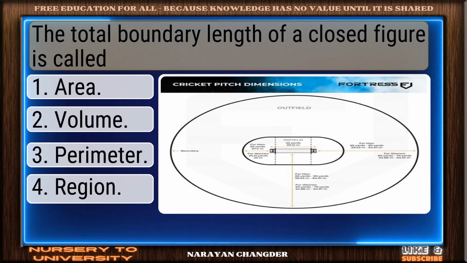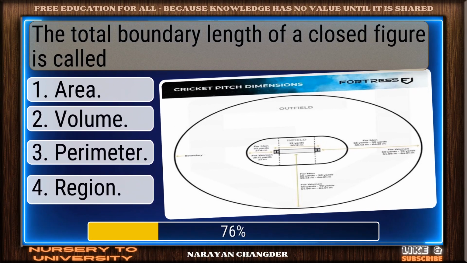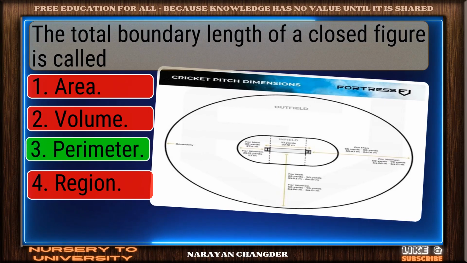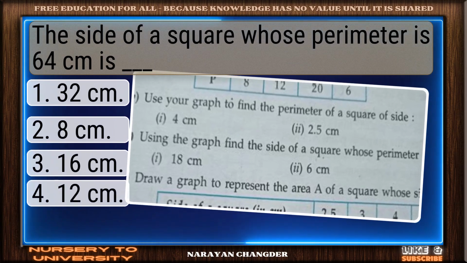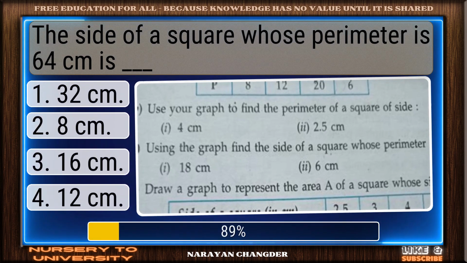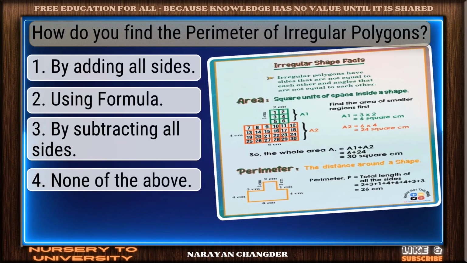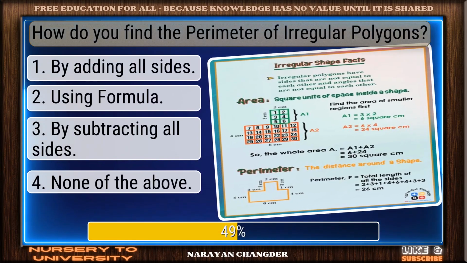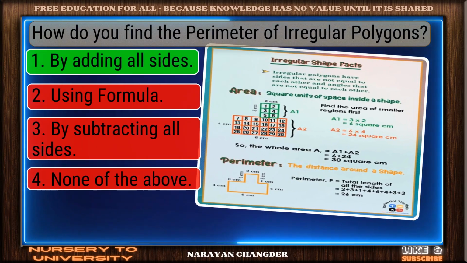The total boundary length of a closed figure is called. Exactly. Perimeter makes sense and it is the right choice. The side of a square whose perimeter is 64 cm is dash. Good job, your answer 16 cm works well here. How do you find the perimeter of irregular polygons? You chose by adding all sides, and it is correct.